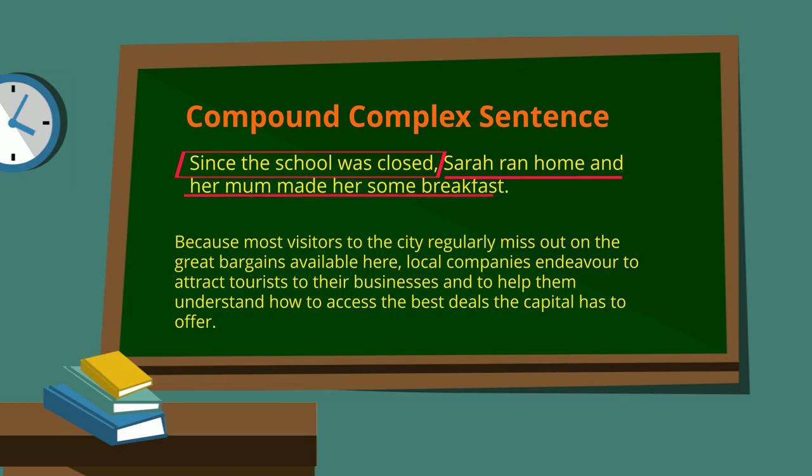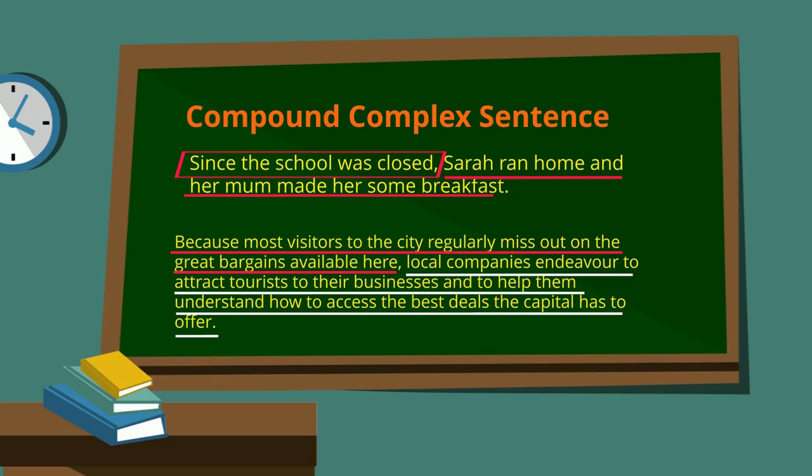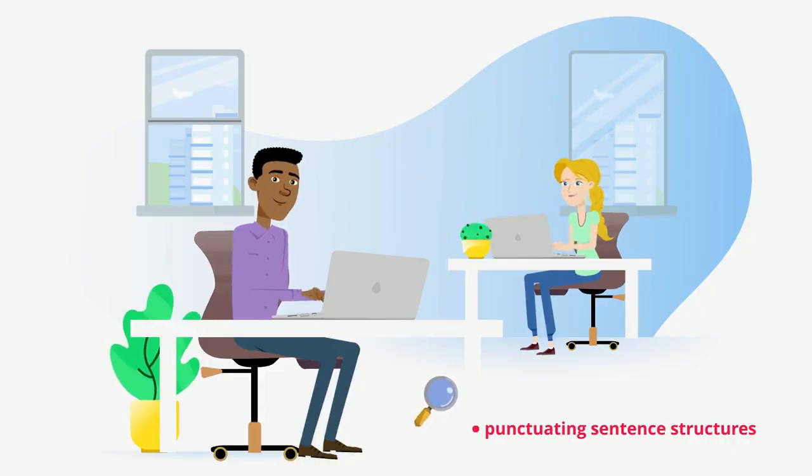That is, it opens with a dependent clause that starts with a subordinating conjunction, and it is then followed by a compound sentence. With practice, you will be able to quickly identify these more sophisticated sentence structures and also produce your own. It is important to pay particular attention to the placement of commas in these sentences to ensure readers do not get confused. Remember the research from earlier.